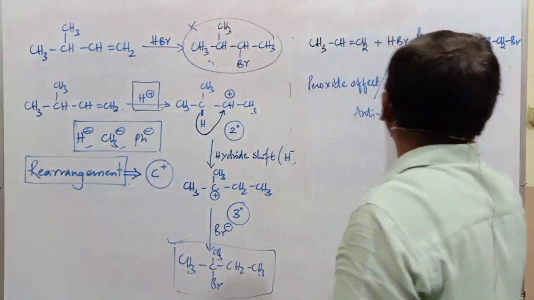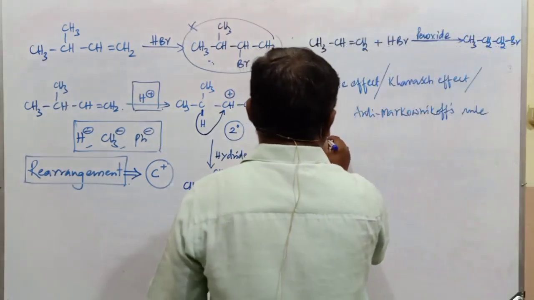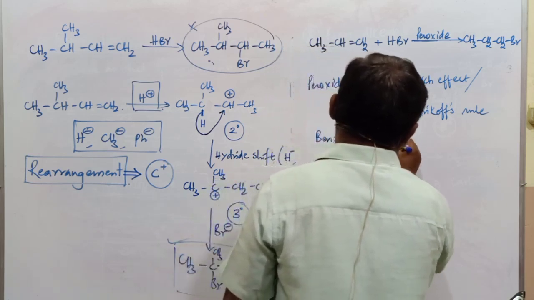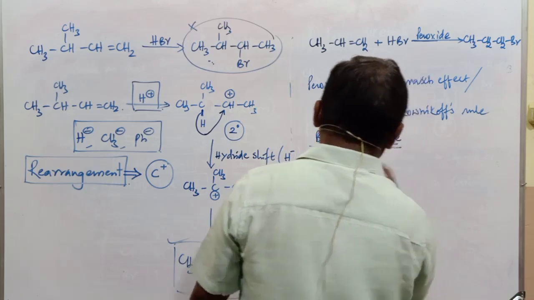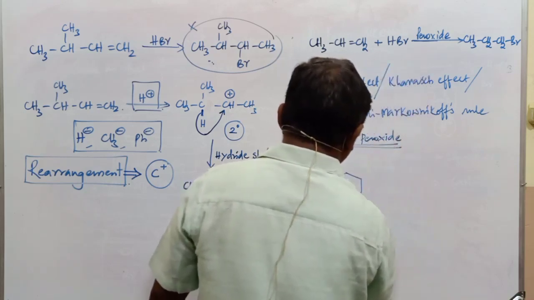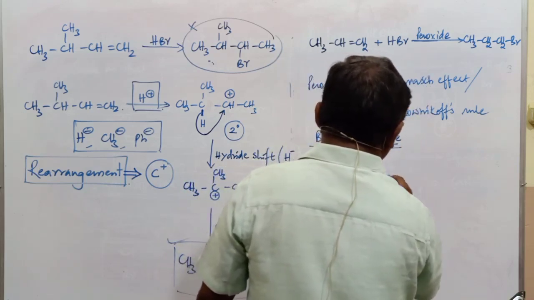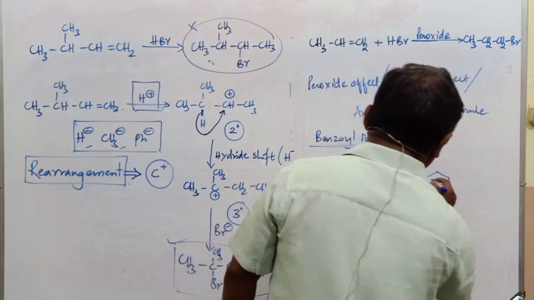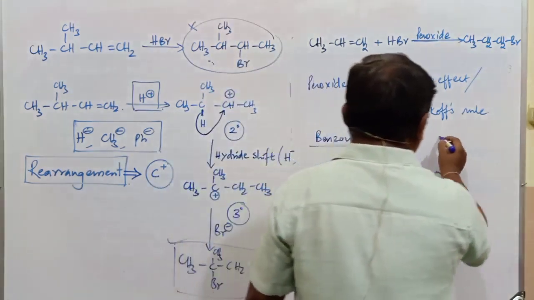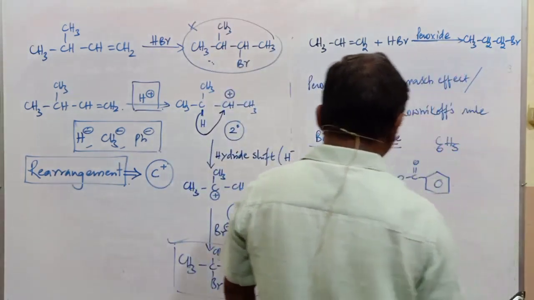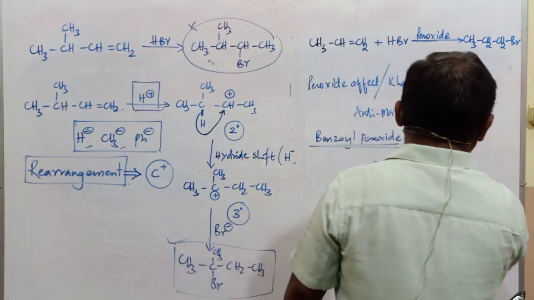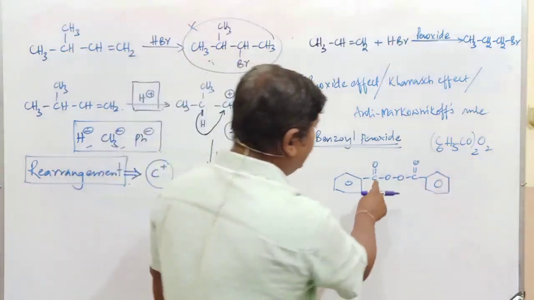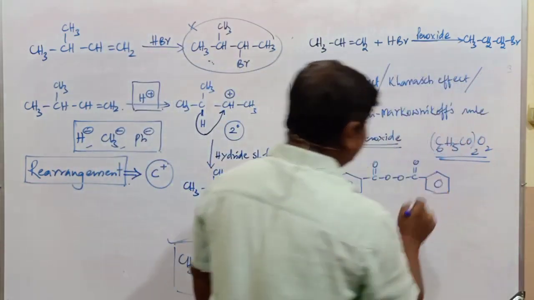So this is possible in presence of peroxide. Usually we go with benzoyl peroxide. It's not benzyl, it is benzoyl peroxide. It is a molecule with C double bond O, O, and C double bond O. In molecular formula, C6H5 CO, twice, with O in between: C6H5COO-OCOC6H5. This compound is commonly called benzoyl peroxide.